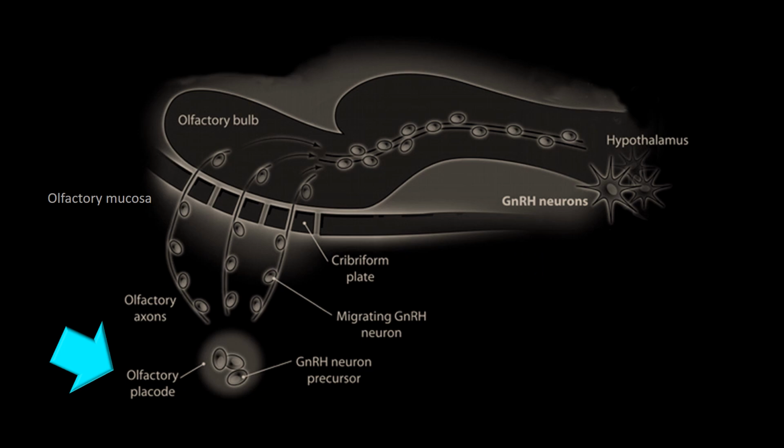In the olfactory placode, a subset of cells are gonadotropin releasing hormone precursors. These cells use the olfactory neuron axons to migrate through the cribriform plate and reach the bulb. Ultimately, they become gonadotropin releasing hormone neurons in the hypothalamus.